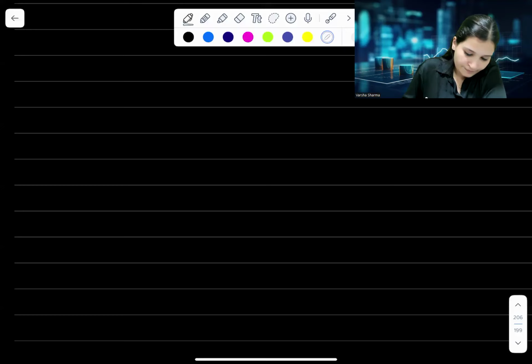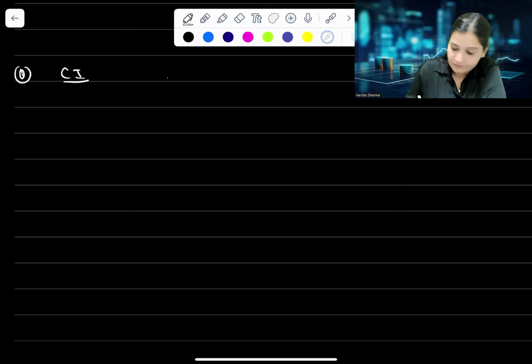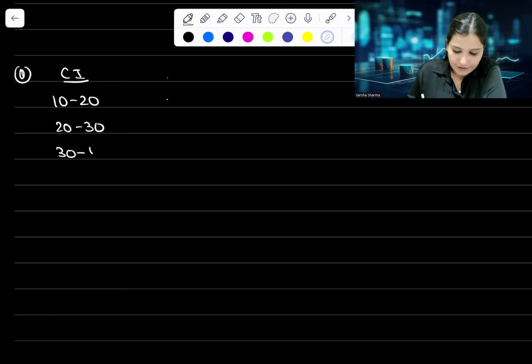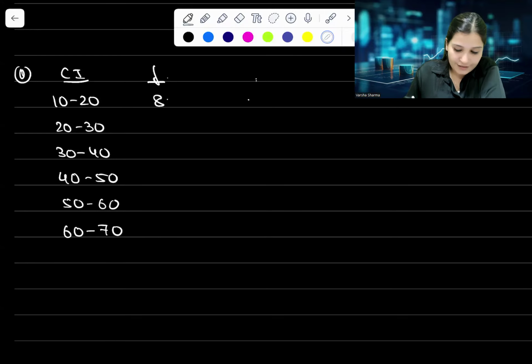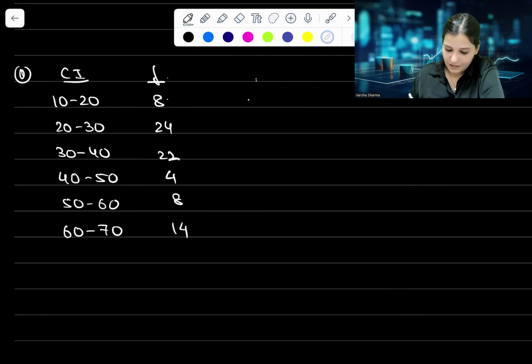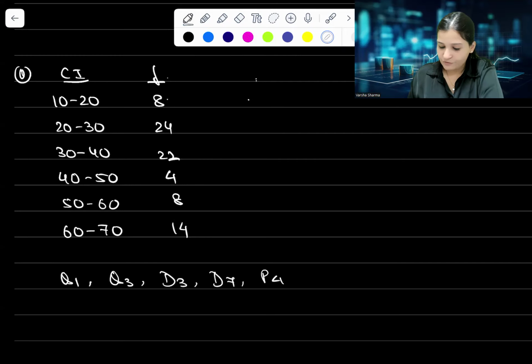Question. Class interval 10 to 20, 20 to 30, 30 to 40, 40 to 50, 50 to 60, 60 to 70. Frequency 8, 24, 22, 4, 8, 14. You need to find Q1, Q3, D3, D7, P40.